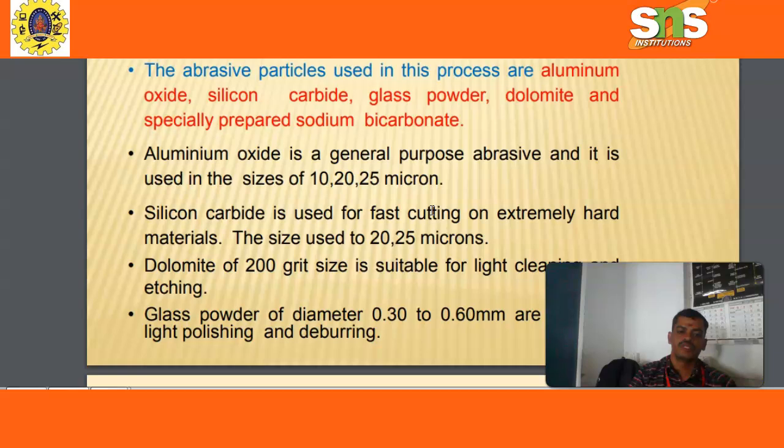Aluminum oxide is a general purpose abrasive, used in sizes of 10, 20 and 25 micron. Silicon carbide is used for fast cutting or extremely hard material, in sizes of 20 and 25 microns. Dolomite, 200 grit size, is suitable for light cleaning and etching. Glass powder of diameter 0.30 to 0.60 mm is used for light polishing and deburring.